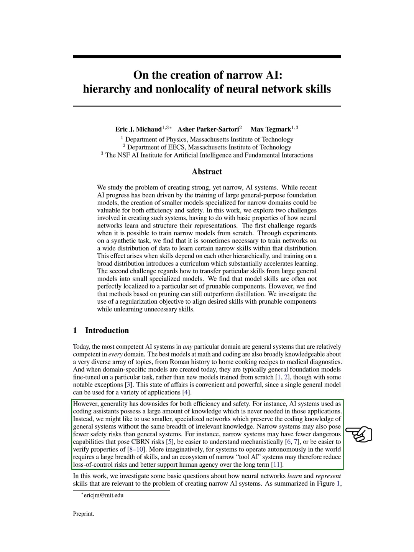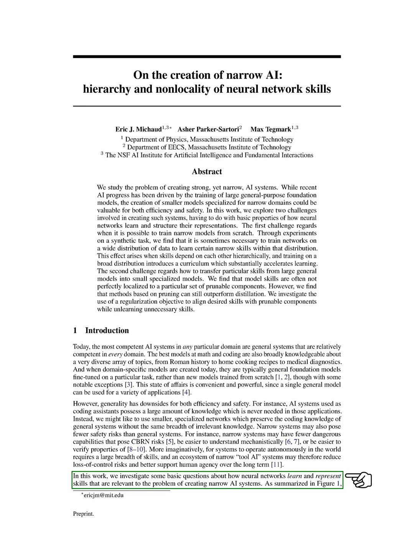This approach is beneficial because it allows us to use a single model for multiple tasks. However, the generality of these models can lead to inefficiencies and safety concerns. For example, coding assistants may have unnecessary knowledge that isn't relevant to their tasks. We propose that smaller, specialized models could retain essential coding skills without the extra irrelevant information, potentially reducing safety risks. We explore fundamental questions about how neural networks learn and represent skills, which is crucial for developing narrow AI systems.